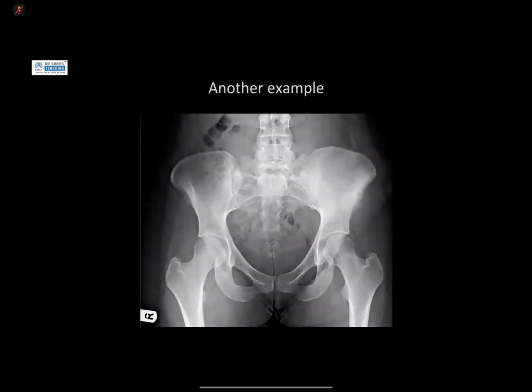I don't know if candidate one wants to have a little bonus attempt at this plain film.